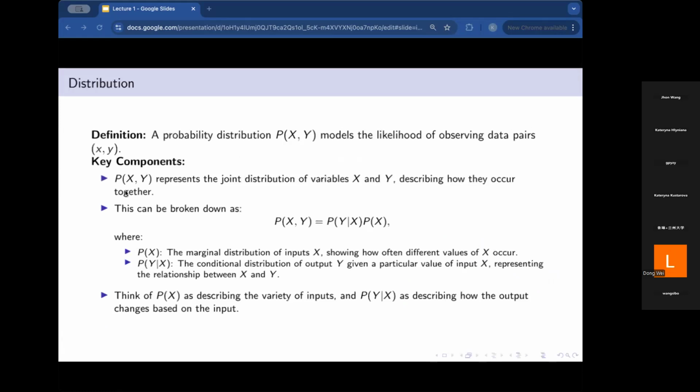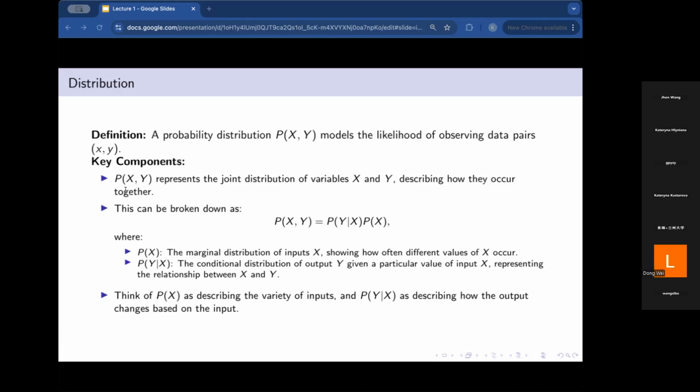Now we will cover some essential components in machine learning that deal with probability distributions. First, P of X and Y represents the joint distribution of the variables X and Y, describing how they occur together. This joint distribution can be broken down using the rule of probability, which gives us: probability of X and Y equals probability of Y given X times probability of X.